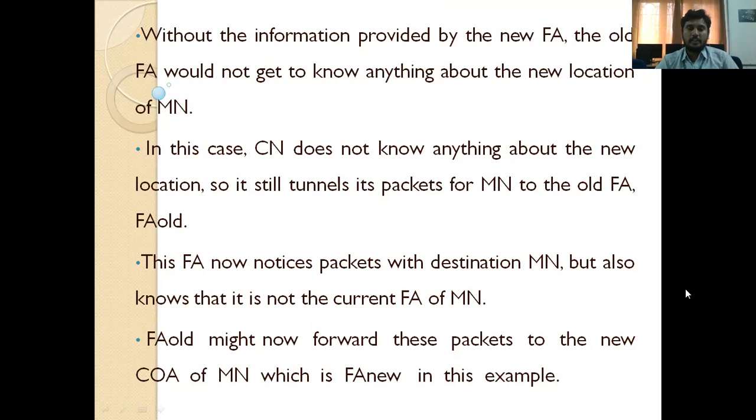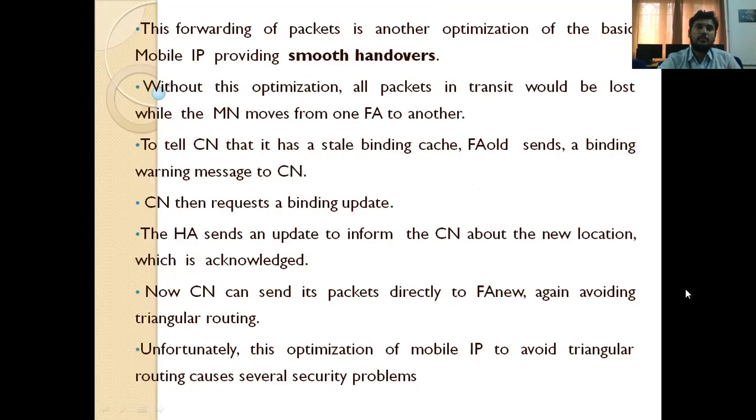A correspondent node doesn't know about the exact location of the mobile node. That's why it sends its packet to the old FA. This old FA now knows these packets have the destination MN, but also knows that it is not the current FA of the MN. So the old FA might now forward these packets to the new care-of address of the mobile node, which is the new FA, in this example. This forwarding of packets is another optimization of the basic mobile IP, providing smooth handovers. Without this optimization, all packets in transit would be lost while the mobile node moves from one FA to another.